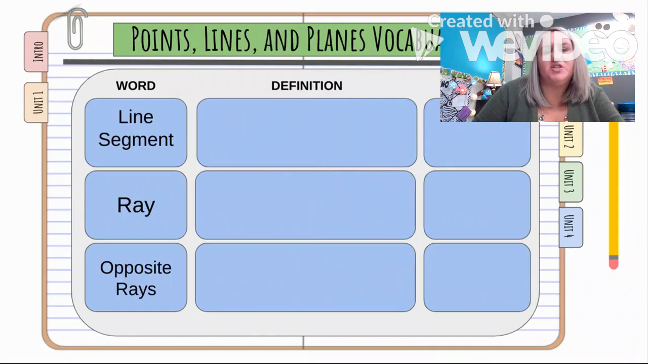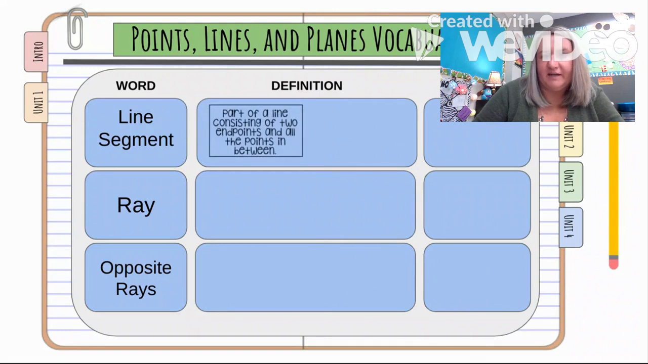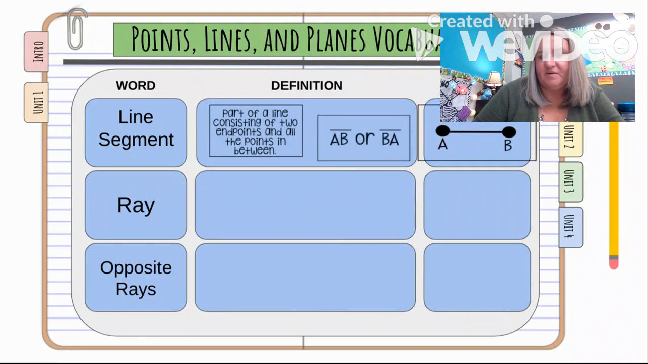A line segment is just the piece or part of a line that has 2 endpoints. So we can call this line segment AB, or we can call this line segment BA. Look at how the symbol over the top of AB changes when you're calling it a segment.